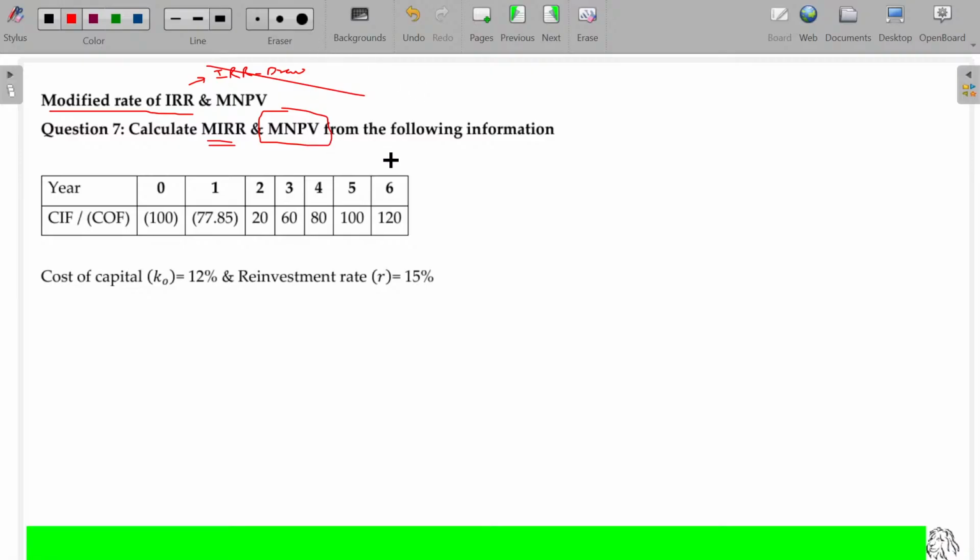For example, in this illustration, let me explain the logic here. Okay, here we have 6 years.